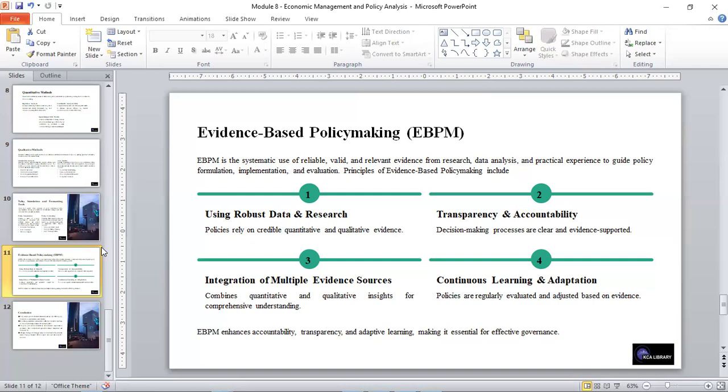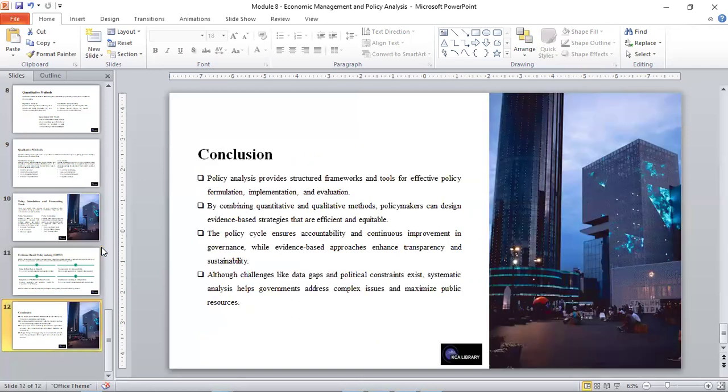based on evidence. And conclusion: policy analysis provides a structured framework and tools for effective policy formulation, implementation, and evaluation, as we've discussed. We've looked at quantitative and qualitative methods in policy, and also we've looked at the policy cycle. We've also seen the evidence-based approach, which enhances transparency and sustainability. Although challenges like data gaps and political constraints exist, systematic analysis helps government address complex issues and maximize public resources.